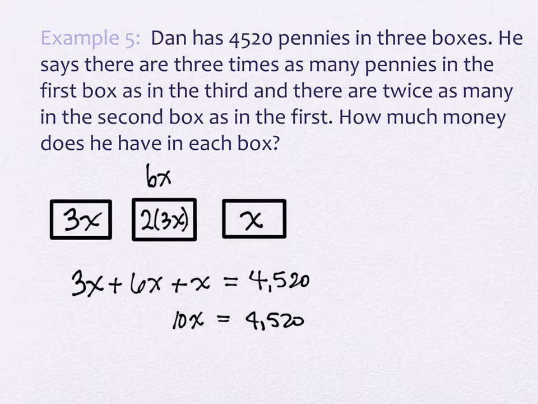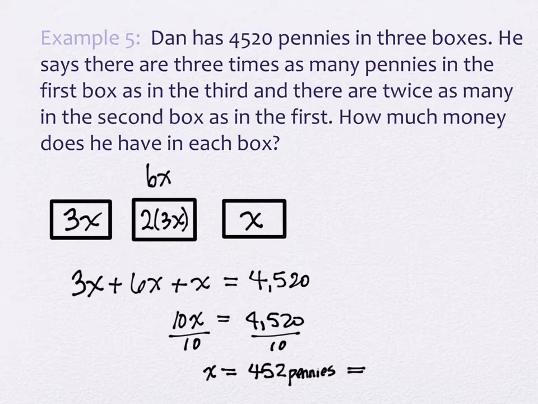And then what would I do? Divide by 10. So what will x be? 452. Now what does 452 actually mean in the context of the problem? Okay, so it means that there's 452 pennies in box 3. So this is the number of pennies. So it's equivalent to having $4.52. Does that make sense?